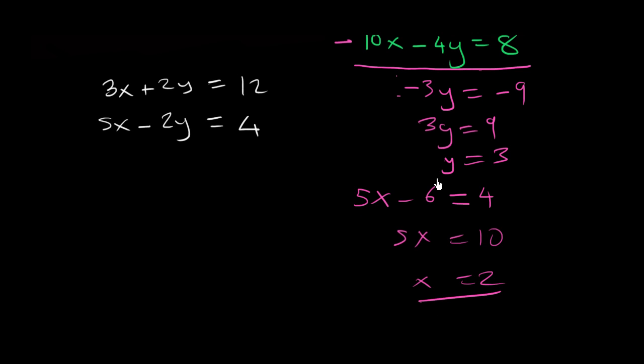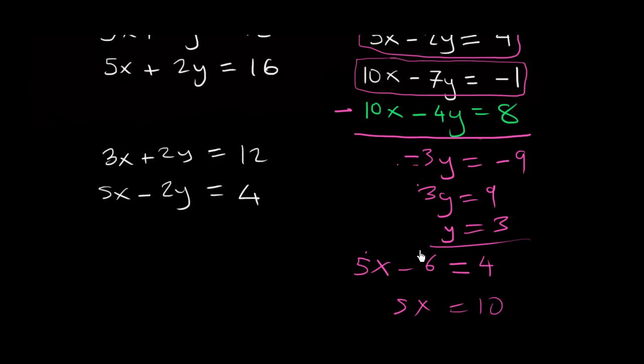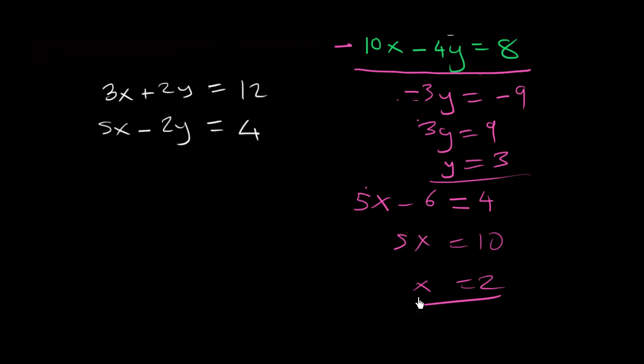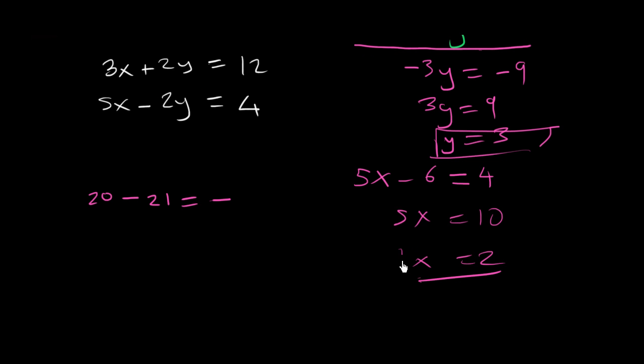Now I've got my two answers. I can now put them in my second equation, always in the second one, and check if it's true. So according to me, x is 2, so 10x is 20, minus 7y, and y is 3, so 7 times 3 is 21. 20 minus 21 should give me minus 1, and here it says minus 1. So that's fine, I've done it correctly, and this is the correct value for y and the correct value for x.